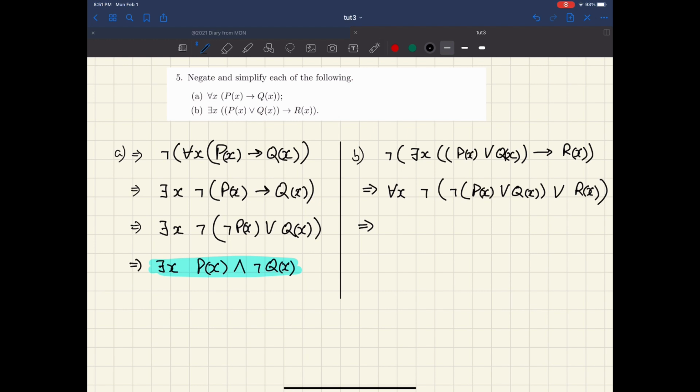So the first two negations cancel out each other, and your disjunction becomes conjunction. So it would be for all x, P of x or Q of x, and not R of x. And that's it.